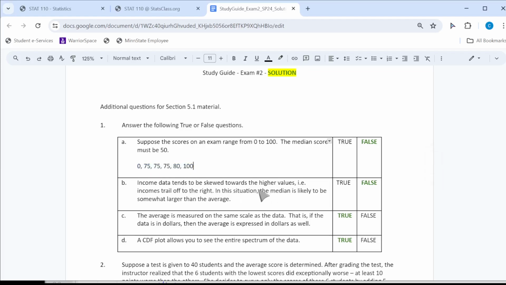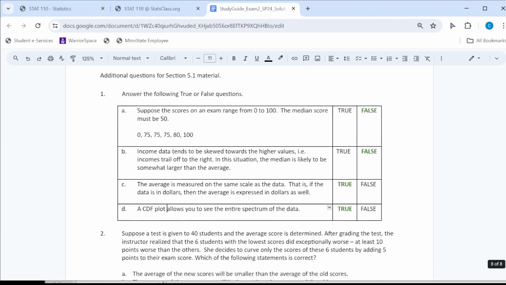Income data tends to be skewed to the higher values. That is true. We talked about that in class. In that case, the mean is likely to be larger than the median. This is backwards here, so that's false. The mean, the average, is what gets drug up. The average is measured on the same scale as the data? Yep, it is. So if I'm looking at dollars, and I calculate the average of that data, the units on the average is dollars. Yep, that is true. And then a CDF plot allows you to see the entire spectrum of the data. We talked about that quite a bit on Monday, so that's true.